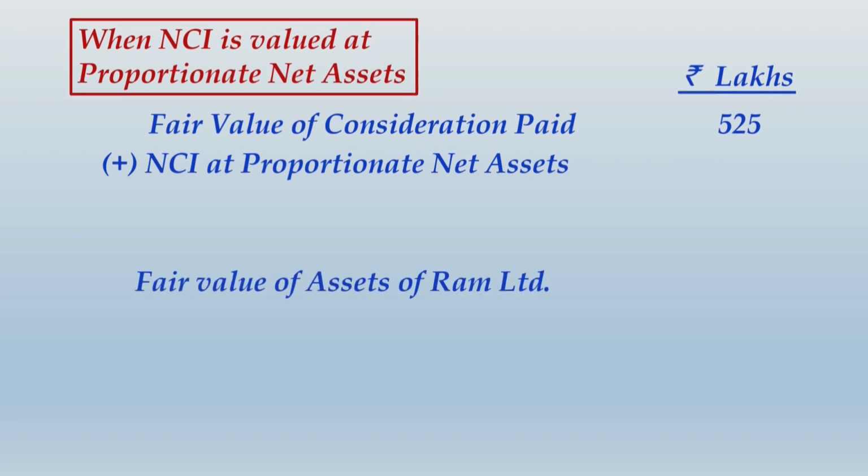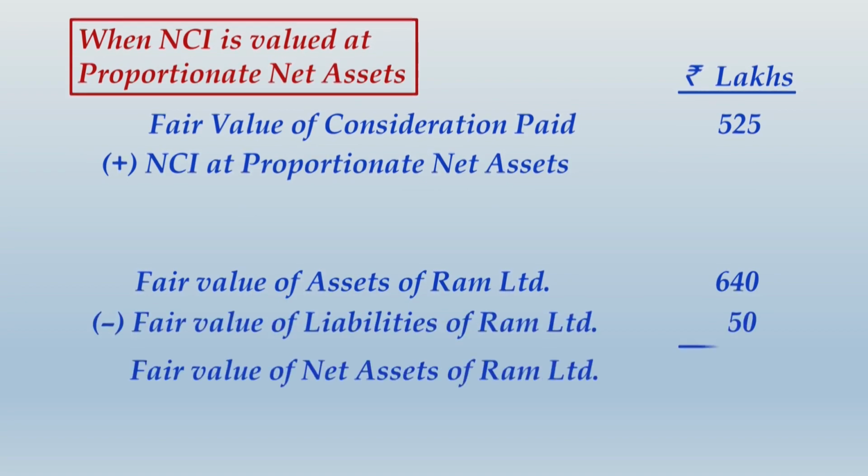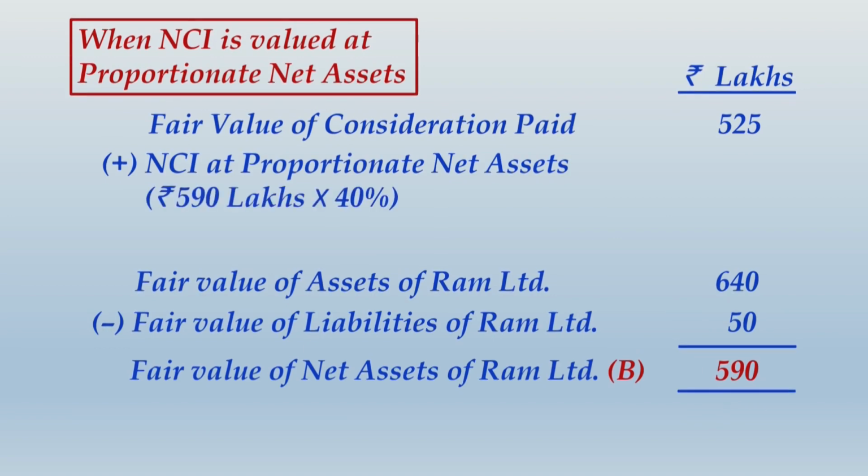And so what we do is, we first take the fair value of assets of Ram Limited, that is 640 lakhs, less fair value of liabilities of Ram Limited, that is 50 lakhs, and the net assets of Ram Limited will be 590 lakhs. So when you come up to this calculation, that is NCI at proportionate net asset, you are going to take 40% of this 590 lakhs. So 590 lakhs into 40%, that would give you 236 lakhs.